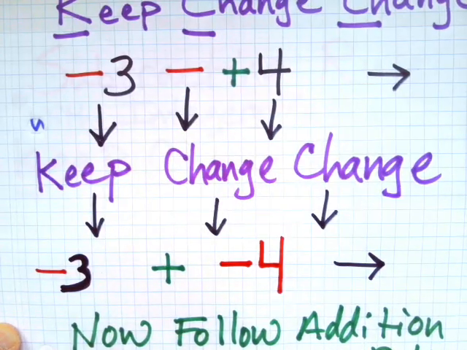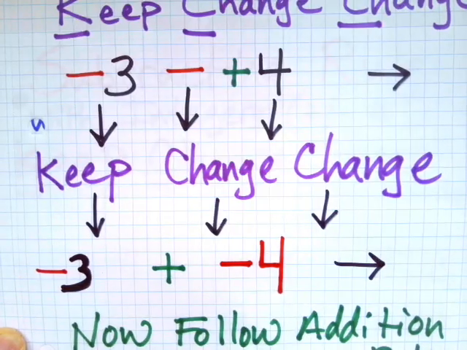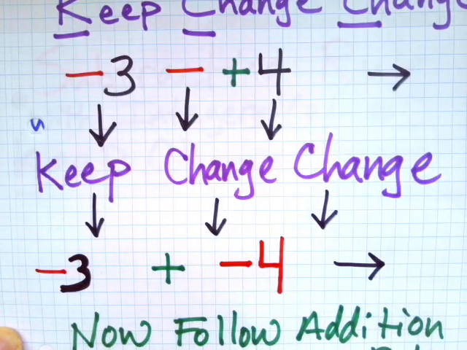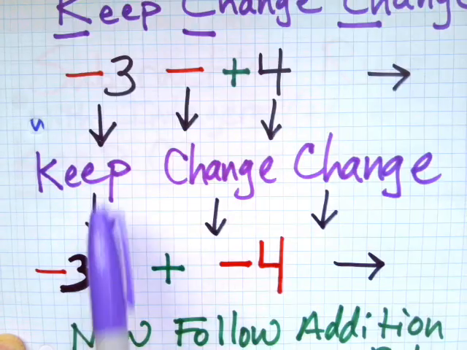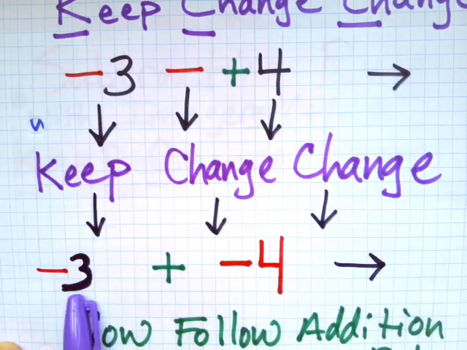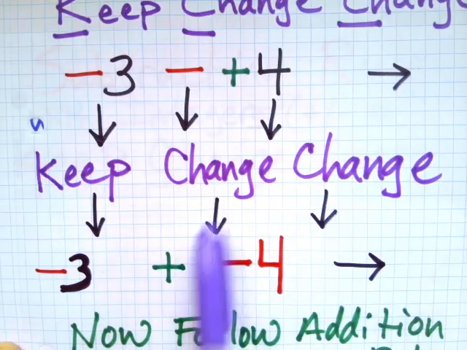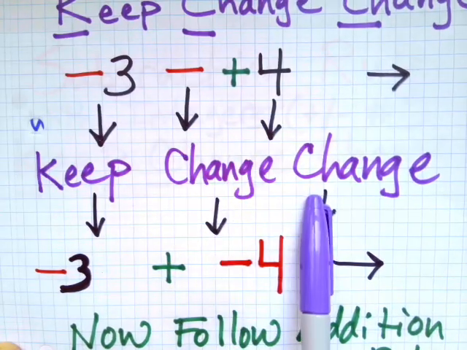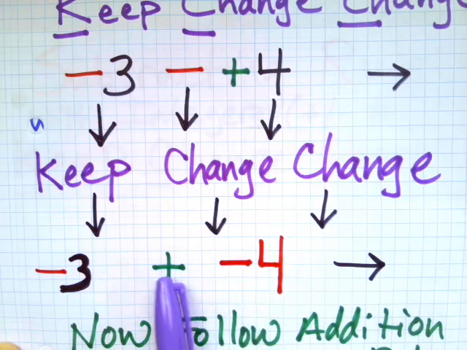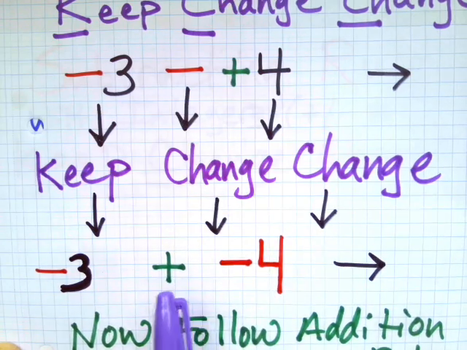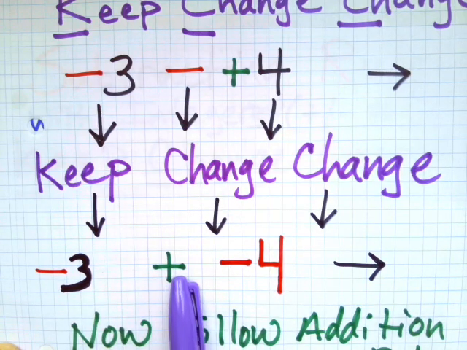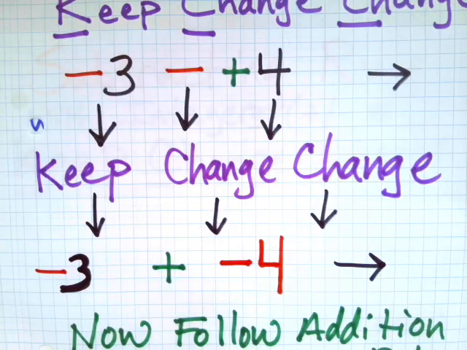And once it becomes an addition problem, we follow the addition rules. If you haven't seen my video on adding two integers, please take an opportunity to review and watch those. So the negative 3, we kept it negative 3. The subtraction, we changed to addition. The positive 4, we changed to a negative 4. Now it's addition rules. Remember, same signs add, different signs subtract.